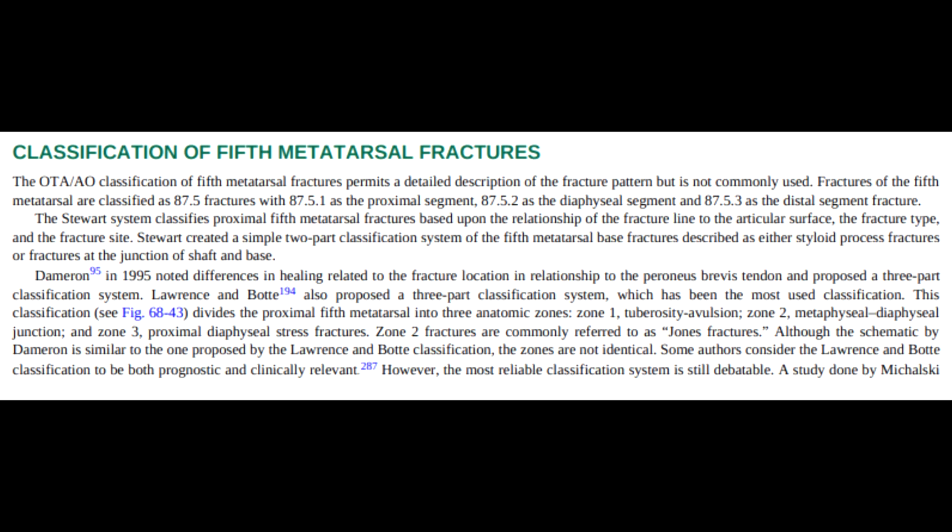Zone 1 corresponds to the tuberosity and includes avulsion fractures. Zone 2 represents the metaphyseal-diaphyseal junction and includes true Jones fractures. Zone 3 is the proximal diaphyseal region and includes stress fractures. Torg modified the Zone 3 classification to help predict healing potential. Type 1 represents acute fractures without prior trauma and shows a narrow fracture line. Type 2 represents delayed fractures with widening of the fracture line, periosteal changes, and radiolucency. Type 3 represents non-unions with a sclerosed medullary canal and history of repetitive trauma.